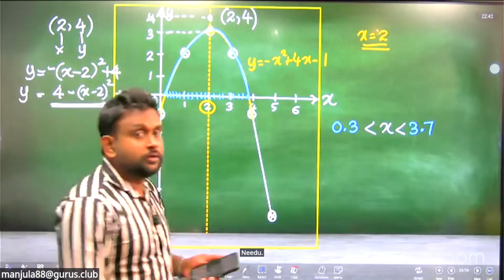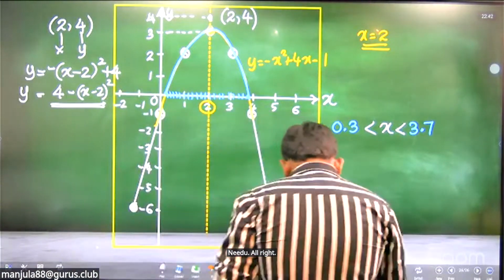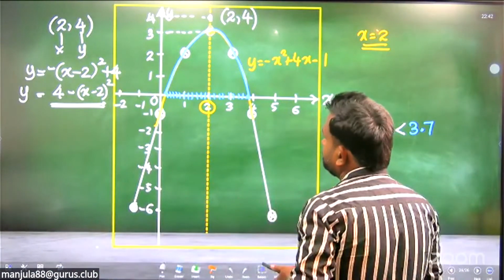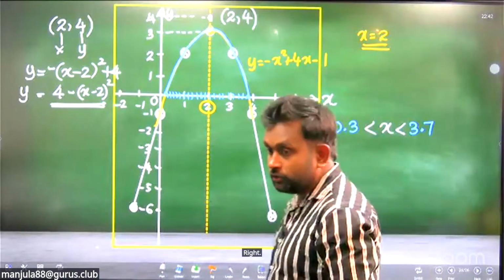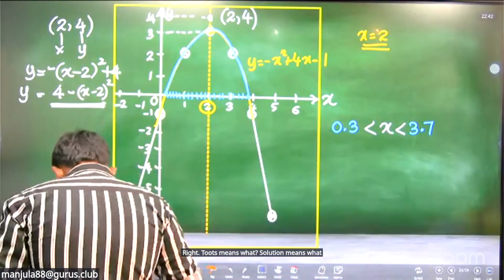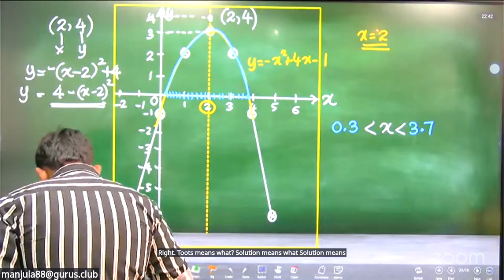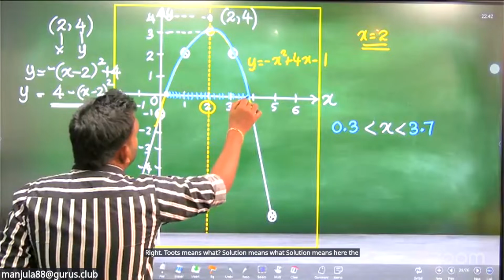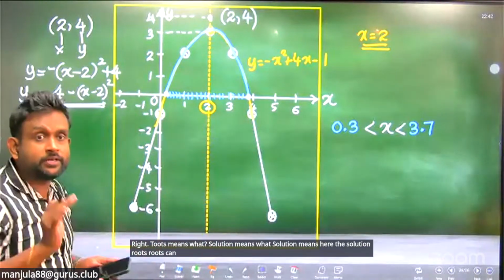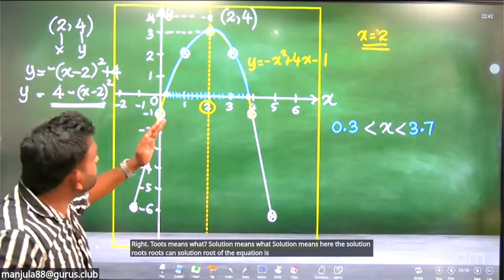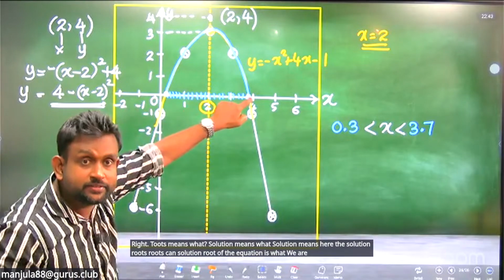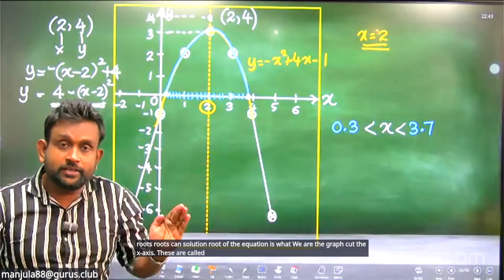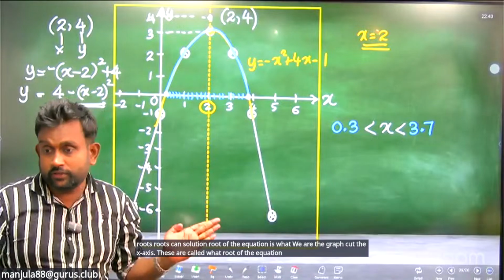All right. Roots means what? Solution means what? Here, the solution or roots. Root of the equation is what? Where the graph cuts the x-axis. These are called the roots of the equation, otherwise the solutions of the equation.